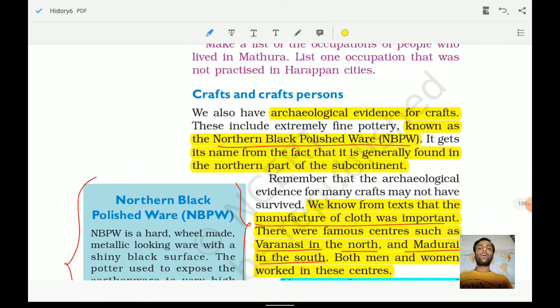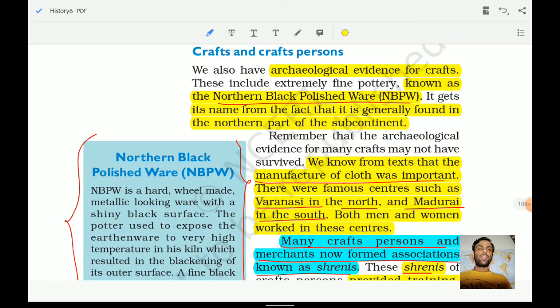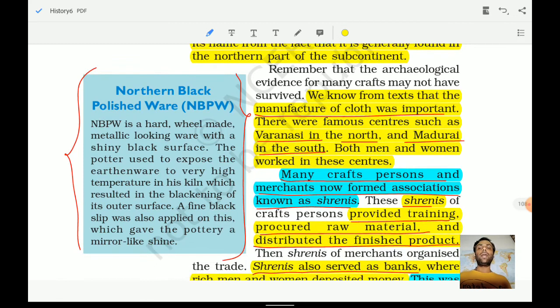So now it is talking about the crafts and the craftspersons. Archaeological evidence for the crafts is known as the Northern Black Polished Ware. So remember this. Earlier we have also talked about the potteries in the Harappan civilization, right? So this also becomes important, that what type of pottery has been found in this place. So Northern Black Polished Ware has been found. So let us understand something about the Northern Black Polished Ware.